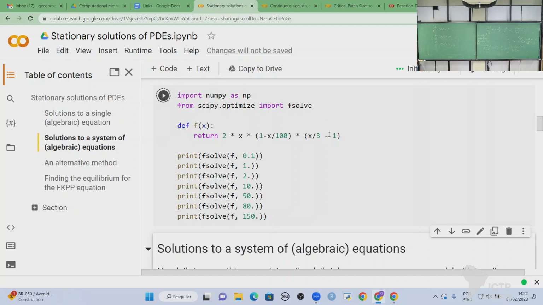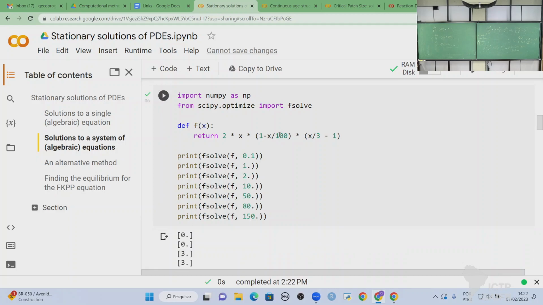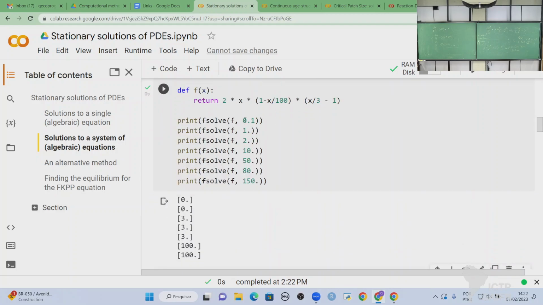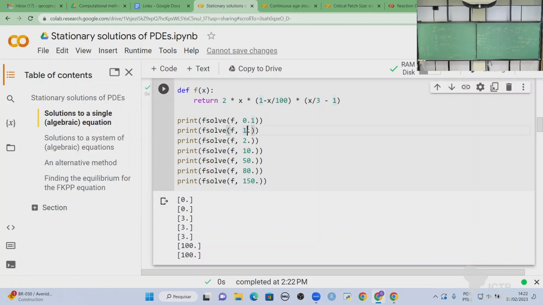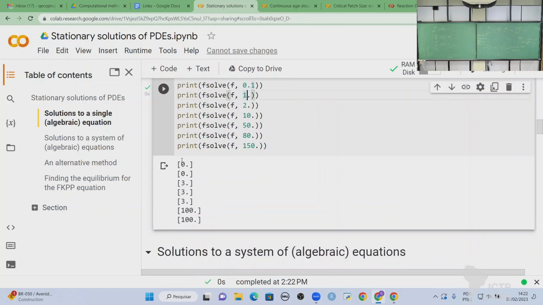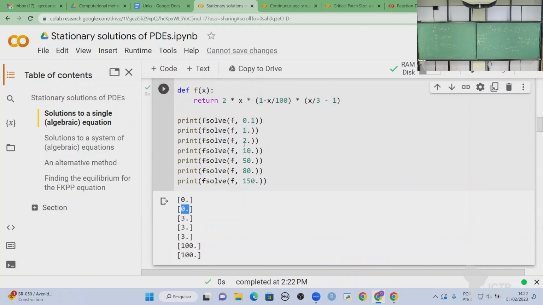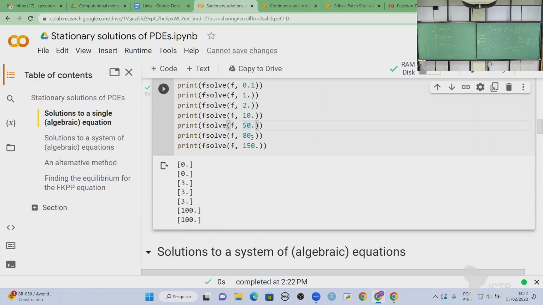Well, the first run always takes a bit of time. Okay, so if I start with those first two guesses, 0 and 1, it finds the 0 equilibrium, so n equals 0. If I start with 2 or 10 or even 50, it goes to 3. It goes to the second equilibrium. And if I start with 80 or 150, it goes to the carrying capacity 100.